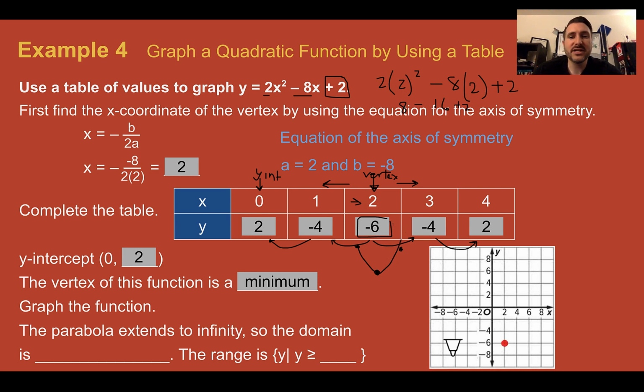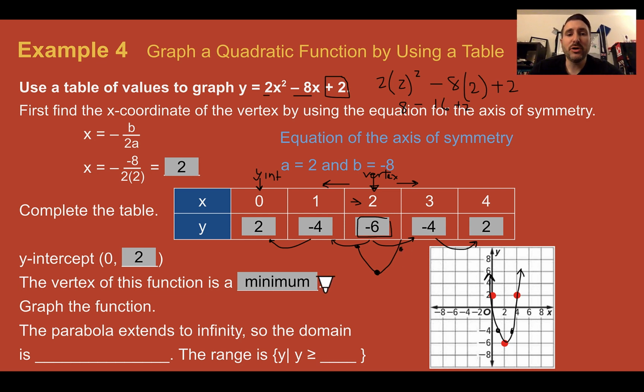We have 2, negative 6, 0, 2, and now here I plugged in 4, 2. If I were to graph the other two, I'd have 1 and negative 4 and 3 and negative 4. And a smooth curve through it as best as we can would look like this, where we're going upward on both ends.